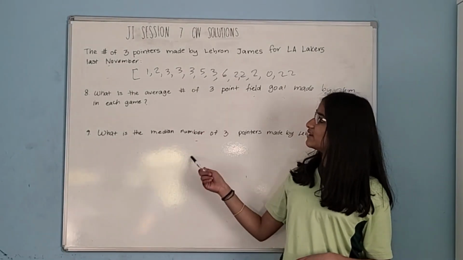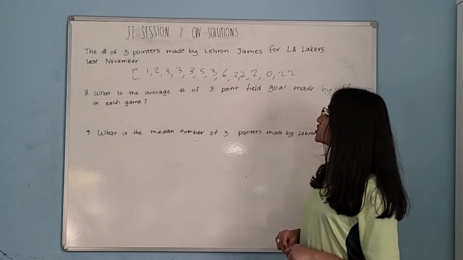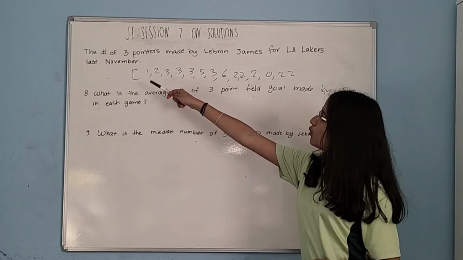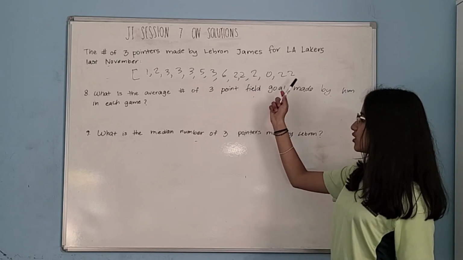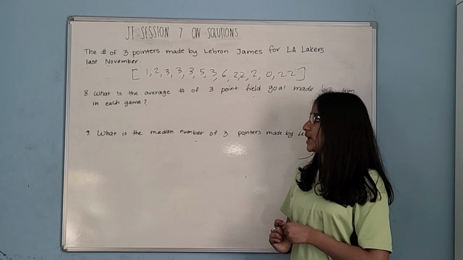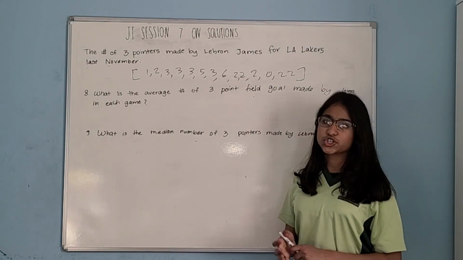Let's do numbers 8 and 9 and use the following information above. The number of three-pointers made by LeBron James for the LA Lakers last November is in this set: 1, 2, 3, 3, 3, 5, 3, 6, 2, 2, 2, 0, 2, 2. Let's use this to solve for number 8. What is the average number of three-point field goals made by him in each game?